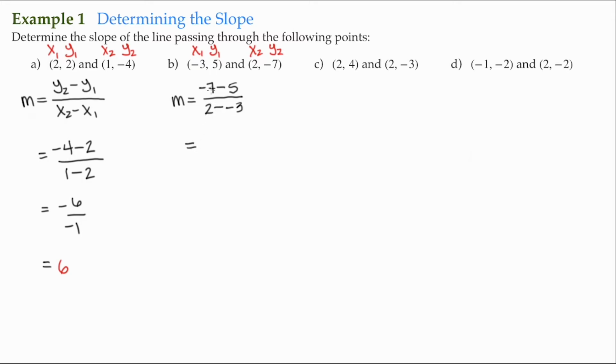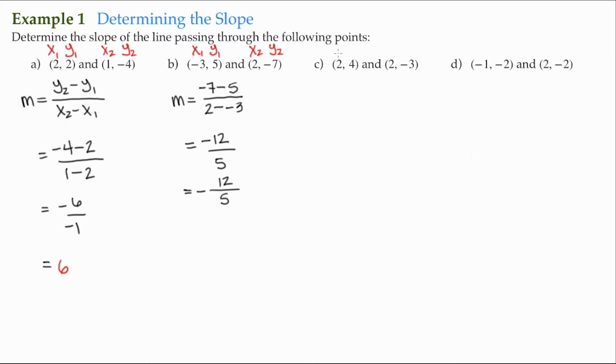Negative 7 minus 5, that's negative 12. 2 minus negative 3 is the same as 2 plus 3. That's 5. So this is going to have a slope of negative 12 over 5. So the line passing through these 2 points will have a slope of negative 12/5. We'll do the same for C.